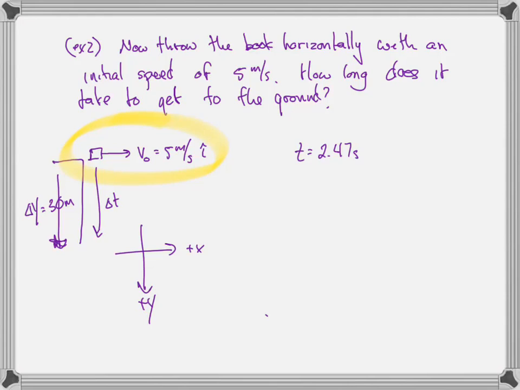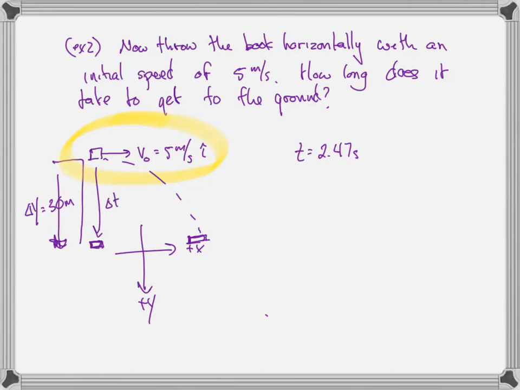So what's different in example 2 from example 1? What's different is where the book lands. In example 1, the book is going to land here. In example 2, the book is going to land over here. I didn't mean to draw it right near the x-axis, but you get that. The book is going to land in a different place.